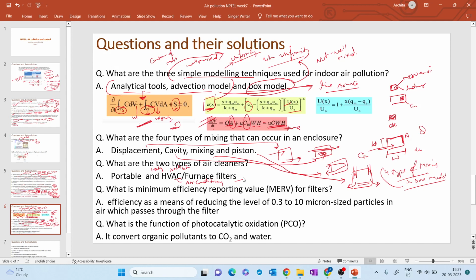Okay. Next is, what is the minimum efficiency reporting value for filters. So generally a filter can have this MERV rating, or a filter can be a HEPA filter also, which we discussed earlier. So when they make filters, each filter has a different pore size, different dimensions and everything. And which filter is how important or how efficient is based on how good the collection is.